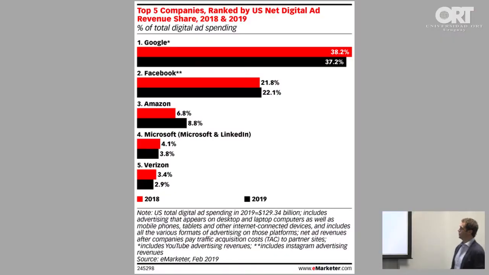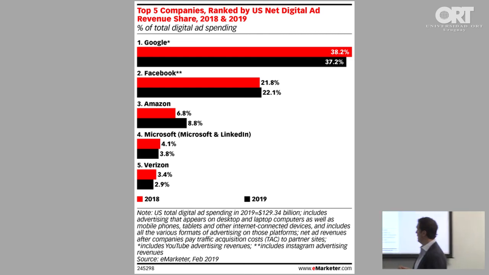This is a chart from last week, and this is the market share for the big 5 companies in terms of advertising spending.